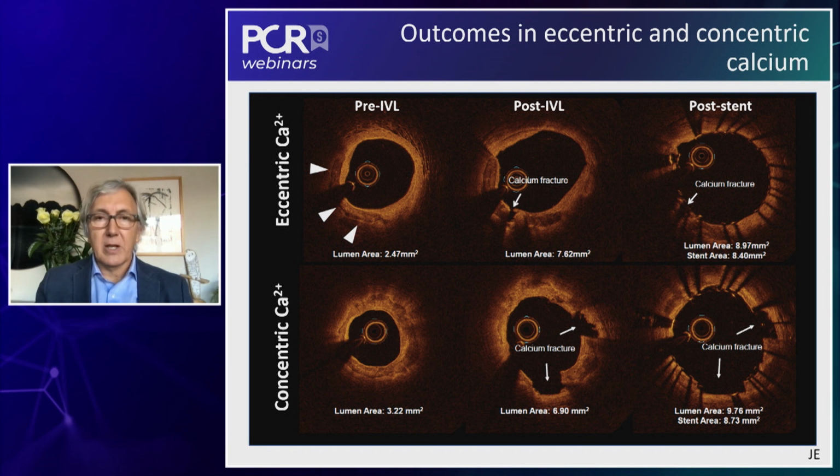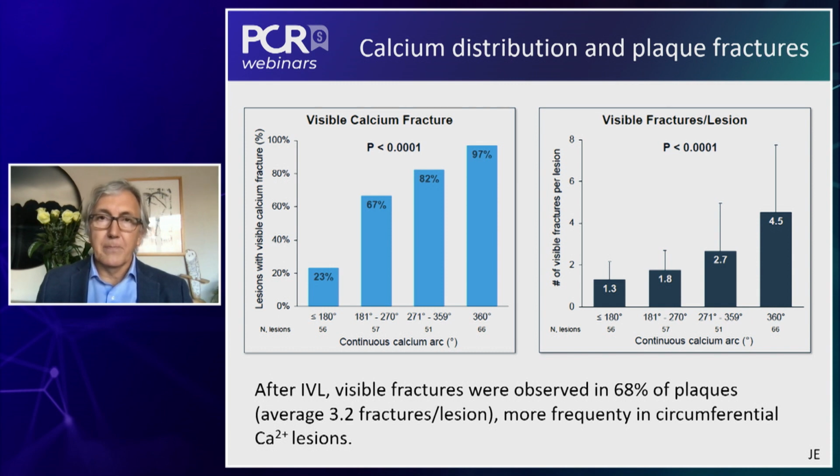On the top, you have a typical eccentric calcific plaque in OCT. You can see it here. And then you can see the cracks, the fractures that have been generated by IVL, and then a very nice stent expansion after plaque preparation. Below, you can see a circumferential calcific stenosis. Again, you can see fractures. Probably you can see more fractures because you have more plaque to see. That's something that is interesting. But the good thing, and what matters, is that the degree of stent expansion is similar to the other non-concentric calcific stenosis.